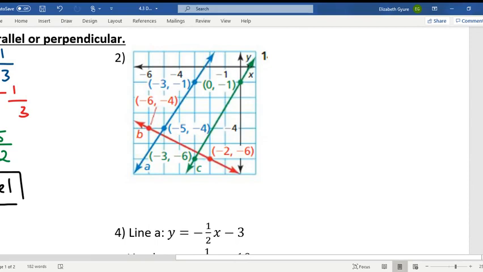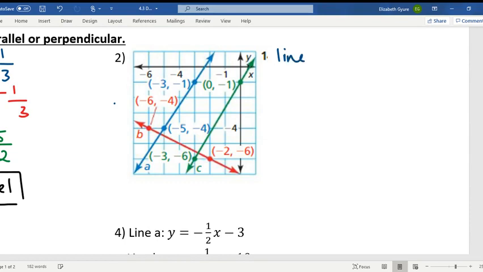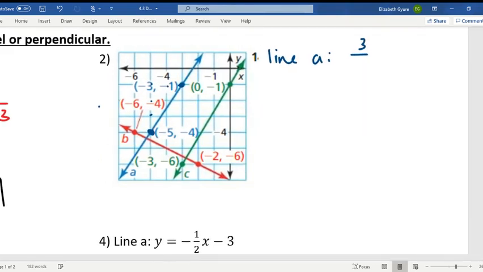All right. So let's look at line A together. That's the blue line. So on this blue line here, we're going to start at this dot down here that is -5, 4. To get to my other blue dot, should I count up or down? Up. Up 1, 2, 3. So that's a +3. And then right or left? Right. 1, 2. So this has a slope of 3 over 2.